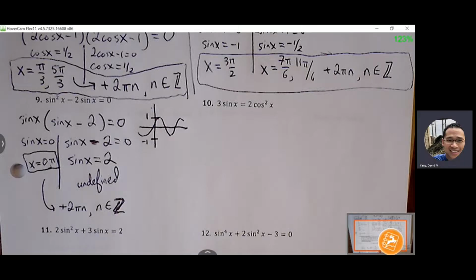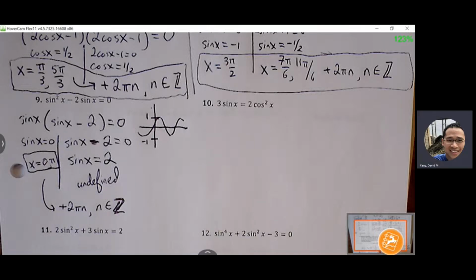Okay, what's strange about number 10? Sine and cosine, right? Everything we've done before has been just one trig function, either all cosine or all sine. So that's what we would like to have happen, everything in terms of one trig function. So is there anything that we can do to make it into one trig function?